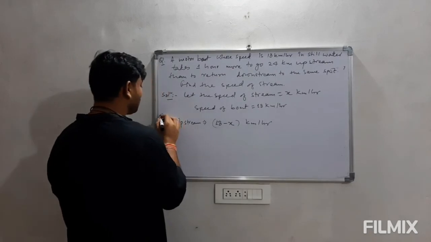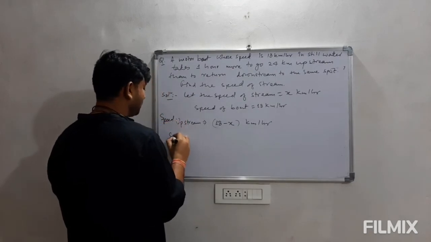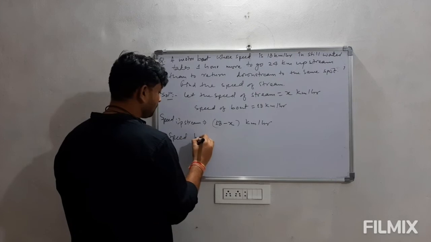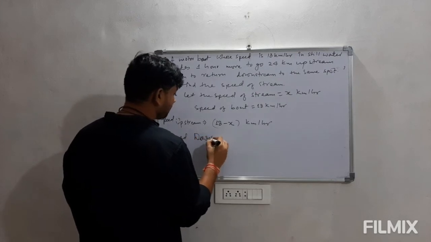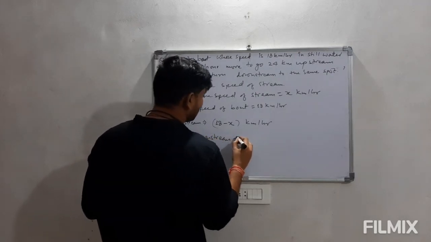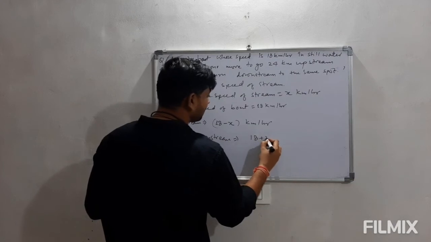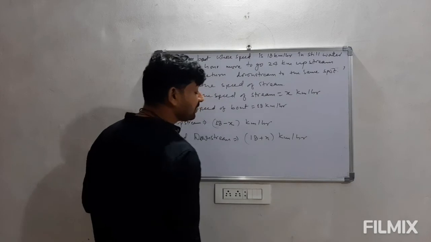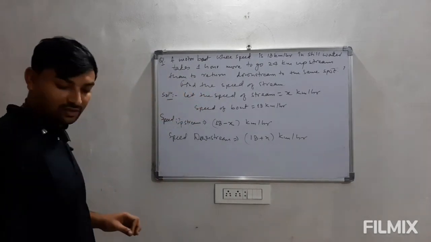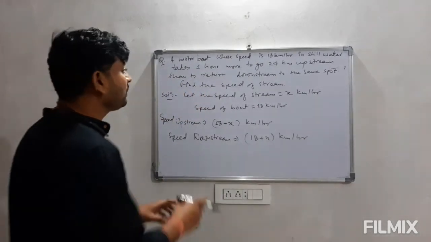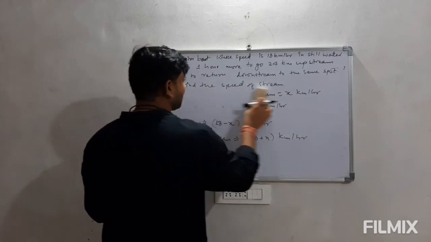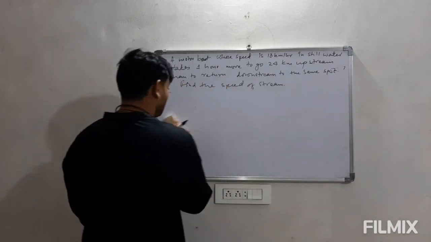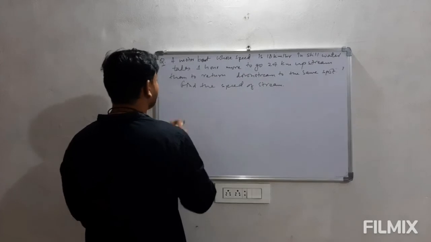And if we talk about the speed of downstream, then it will be in the same direction. So we'll be using the sum, 18 plus x km per hour. Now what we have to do, we need the timing. So upstream speed is 18 minus x.